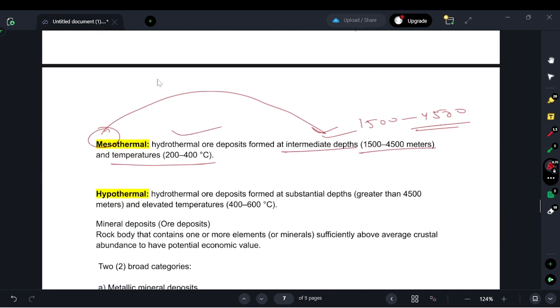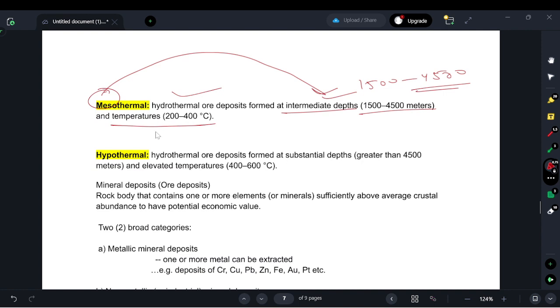Okay, then we have the hypothermal. In the case of hypothermal, obviously it is at a very substantial depth. Generally it is deeper than 4500 meters, and the temperature should be higher than this, that is 400 to 600 degrees Celsius.